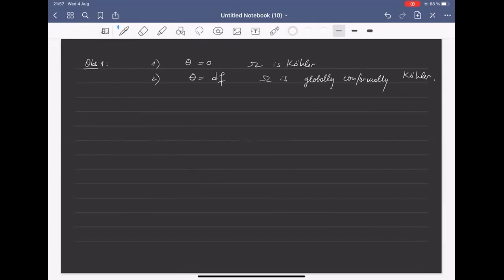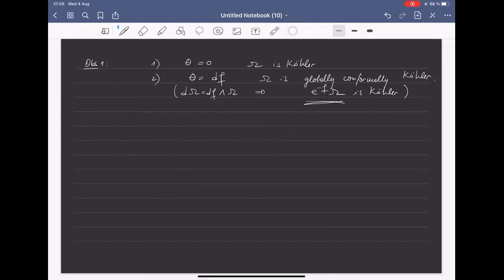So since d omega is df wedge omega, then a simple computation will show you that the exponential of minus f times omega is Kähler. So a manifold admitting a globally conformally Kähler metric is Kählerian, is of Kähler type, admits a Kähler metric, this one, e to minus f times omega.